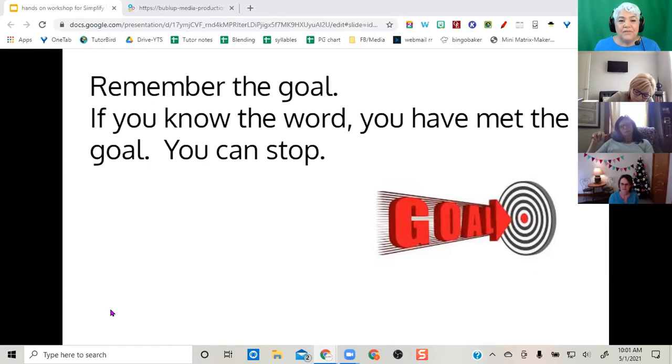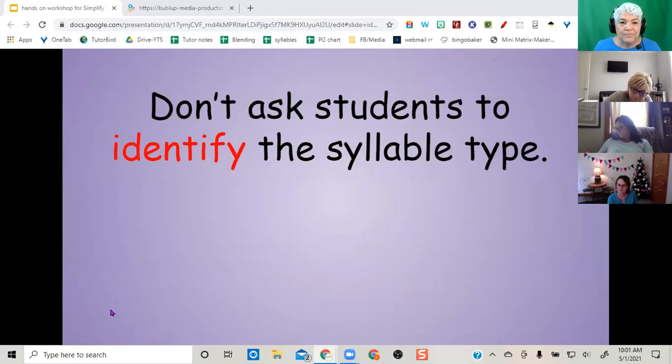So I'm of the view that we don't need to label the syllables much. There are some labels that are helpful, but we don't need to label the syllables much. We want to use the information to read the word. Keep your eye on the goal. So don't ask the students to identify the syllable type. And I'm guilty of this. I had to do this for years. Most of us did, right? What is this syllable type? Let's sort by syllable type and whatnot.